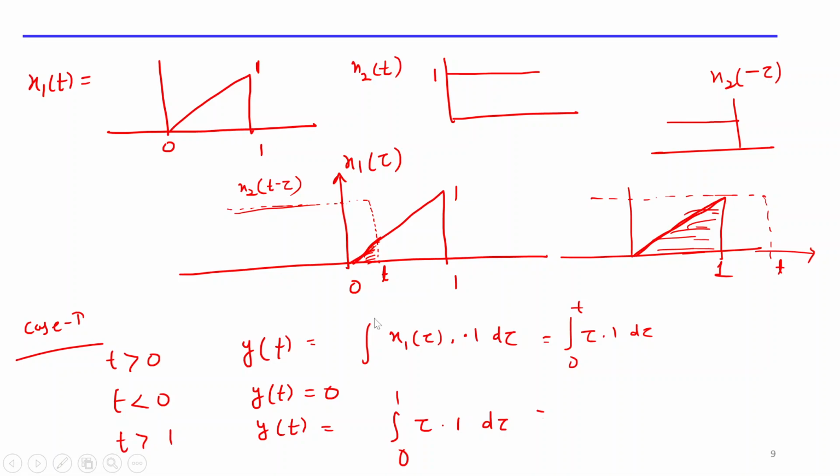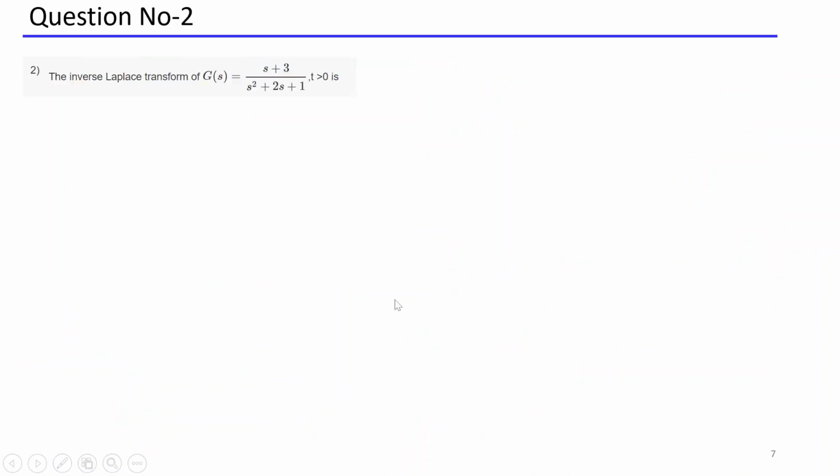So this is the basic convolution. Okay, how you need to find it is from the definition of convolution. No need to find out Laplace transformation; just find it from the definition. Next, come to the second question, the inverse Laplace transformation of one signal.